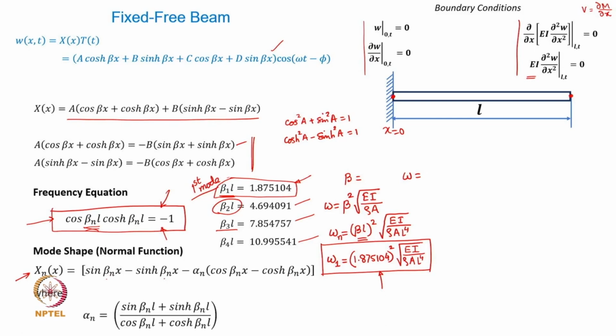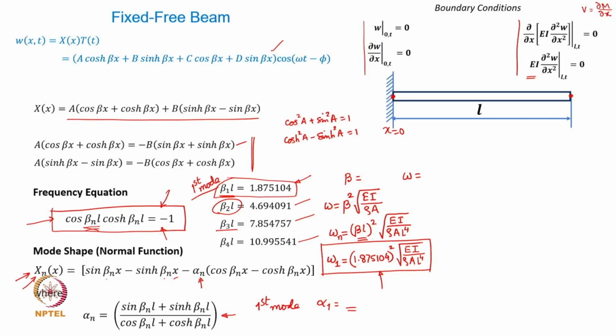Of course, alpha n is given by this expression, so alpha n is going to be a constant for a given particular mode, because beta nL is going to be, let's say for the first mode, if you are finding it out, then alpha 1 will be obtained by substituting beta nL by beta 1L, and so this number is going to be a constant quantity which will get replaced here. And for different positions x, you can find out what is capital X. So that is going to be your mode shape.